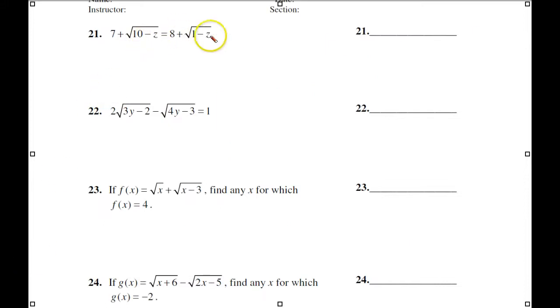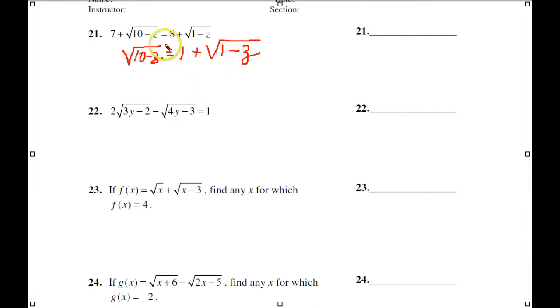For these, I'm not going to take it all the way because it would make the tape very long, but I want to go over the strategy of it. So here we have a 7. Here we have an 8. So the rule is we want to isolate one of the radicals. So I would suggest you subtract 7 from both sides, and then you get the square root of 10 minus z all by itself. And this is a 1 plus the square root of 1 minus c.